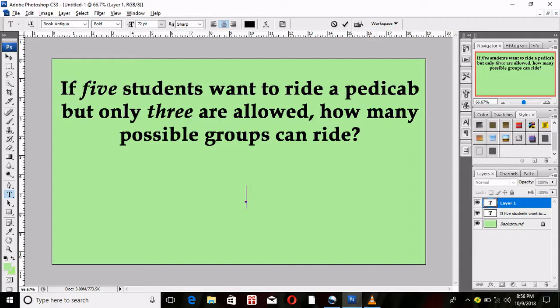Applying the fundamental principle, since there are 5 students who wanted to ride the pedicab, but only 3 are allowed, then we get the product of 5 by 4 by 3 to get 60 as the number of possible groups who can ride the pedicab.